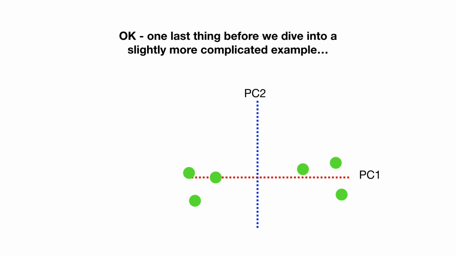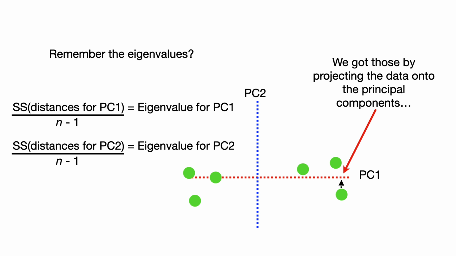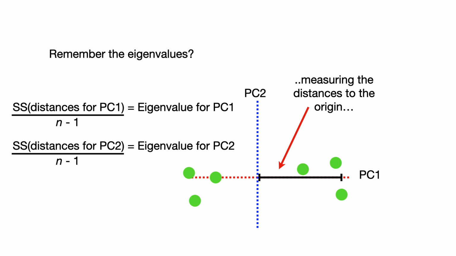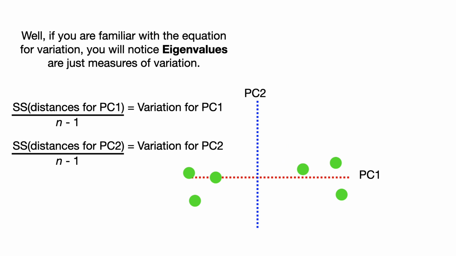Okay, one last thing before we dive into a slightly more complicated example. Remember the eigenvalues? We got those by projecting the data onto the principal components, measuring the distances to the origin, then squaring and adding them together. Well, if you're familiar with the equation for variation, you will notice that eigenvalues are just measures of variation.